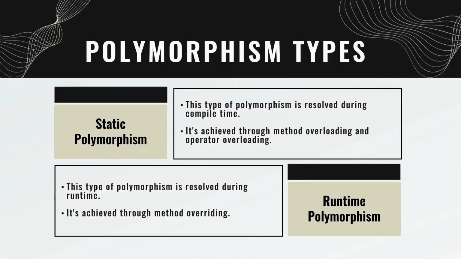There are two main types of polymorphism in Java: compile time, that is static polymorphism, and runtime, that is dynamic polymorphism. Static polymorphism is resolved during compile time and is achieved through method overloading and operator overloading, whereas runtime polymorphism is resolved during runtime and is achieved through method overriding.